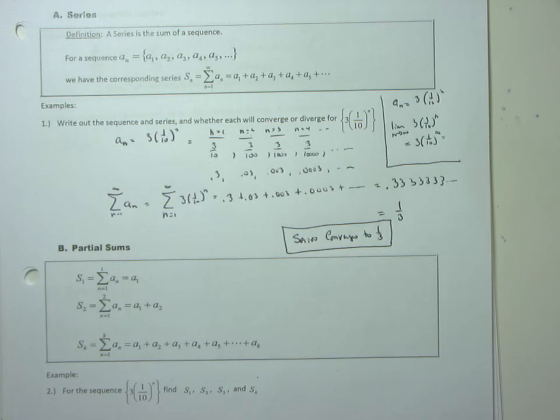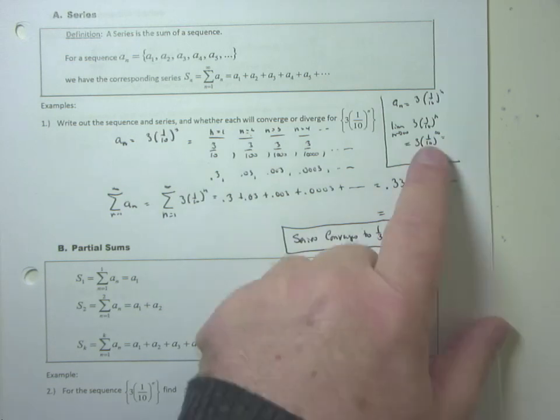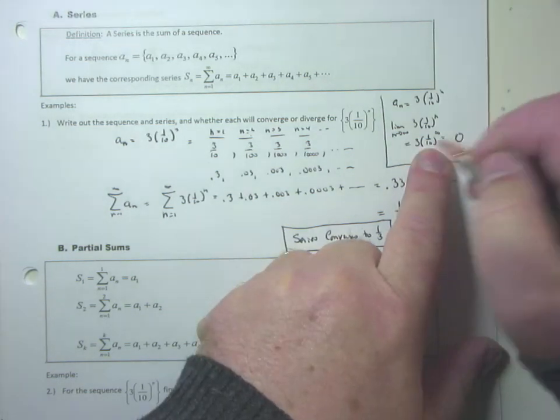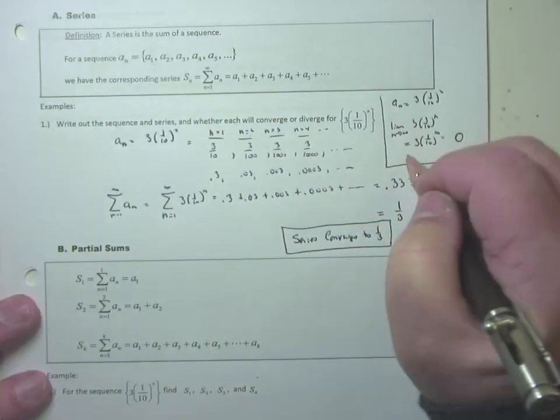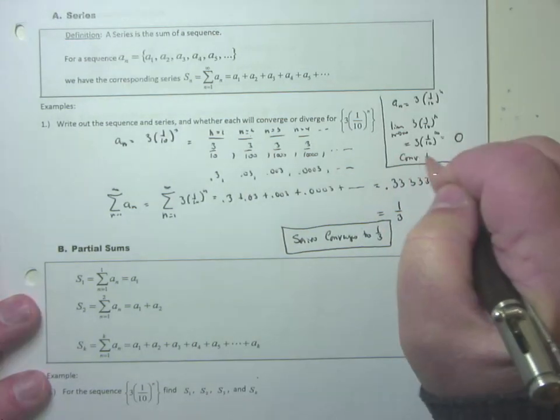0. Why? Because when your base is a fraction between 0 and 1, when you raise a fraction to infinity, you get a fraction of a fraction of a fraction. It always goes to 0. If your base is bigger than 1, a number bigger than 1 raised to the infinity will blow up to infinity. Because this base is a fraction, you're going to get 0. Times 3 is still 0. So, the sequence converges to 0.